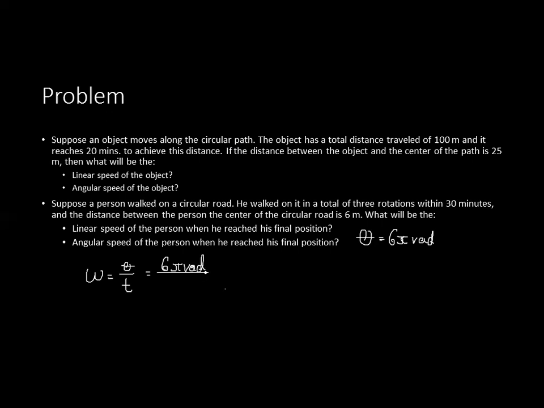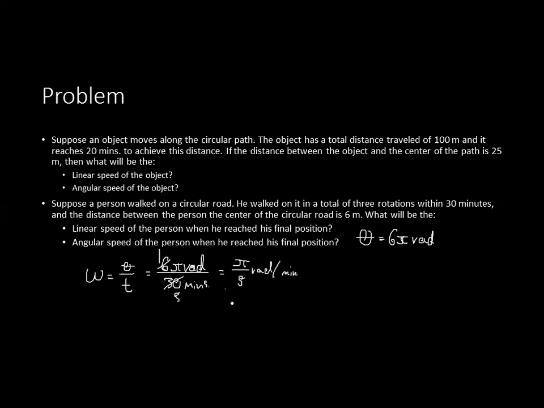Now for the time, it is 30 minutes. So let's now simplify. These two numbers are divisible by 6. So 6 divided by 6 is 1, and 30 divided by 6 is 5. Am I right? Yeah, good. So that would be pi all over 5 radians per minute.